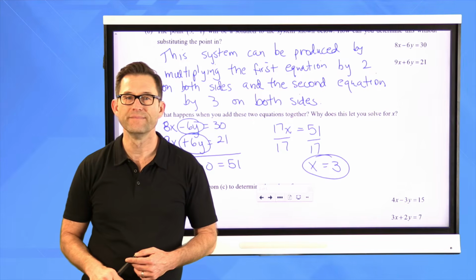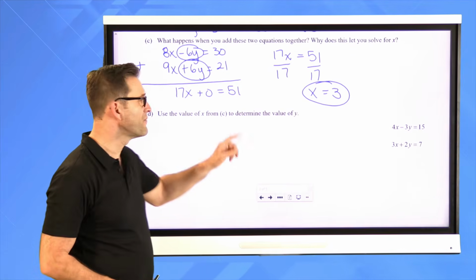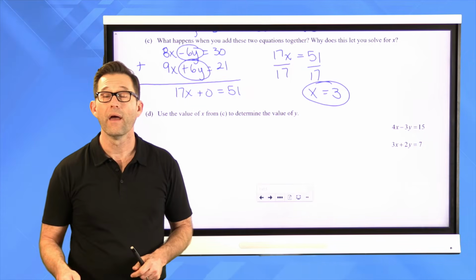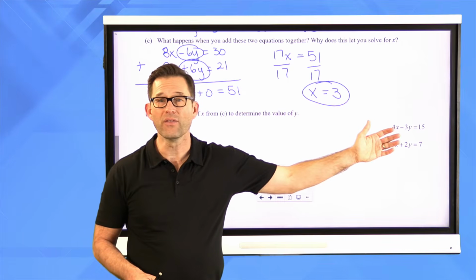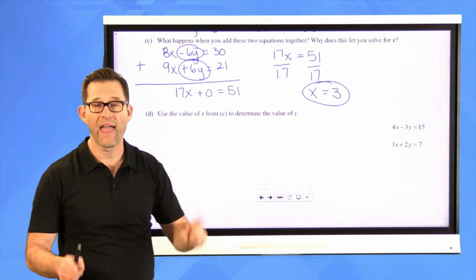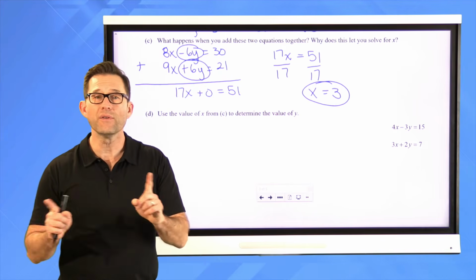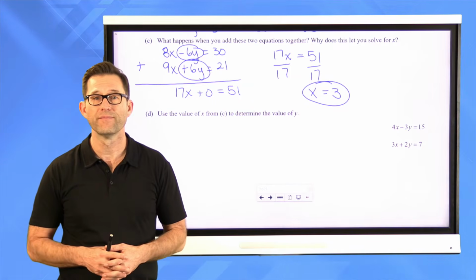All right. Now the cool thing is, I can use the value of x to determine the value of y. How do I do that? Well, I take that value of x and I plug it either into the x in the first one or the x of the second one, and I solve for y. Pause the video now and choose one of those two equations to substitute x into and solve for y.